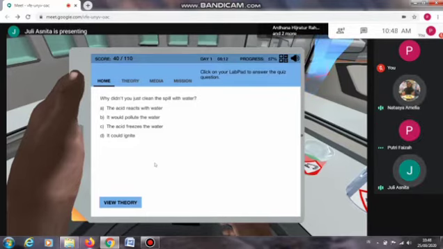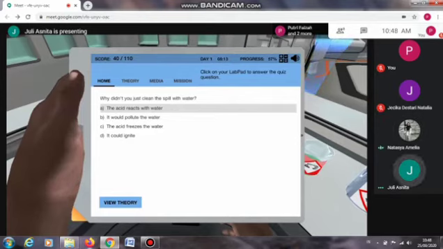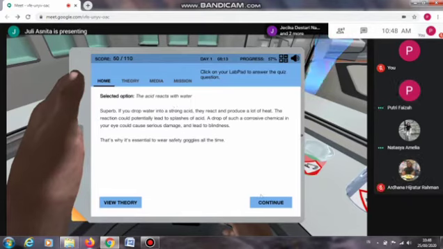Because acid reacts with water. Option A. If you drop water into a strong acid, they react and produce a lot of heat.